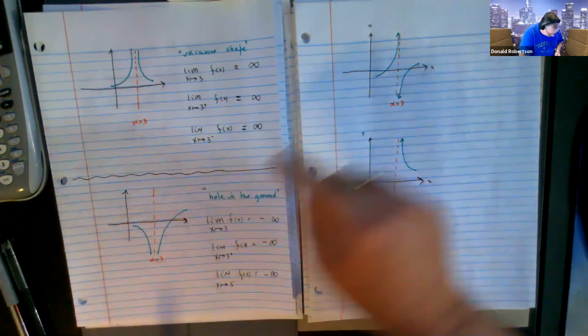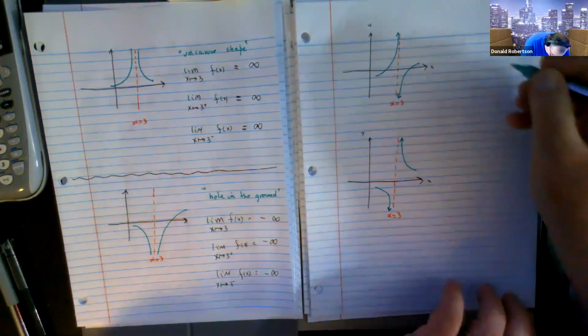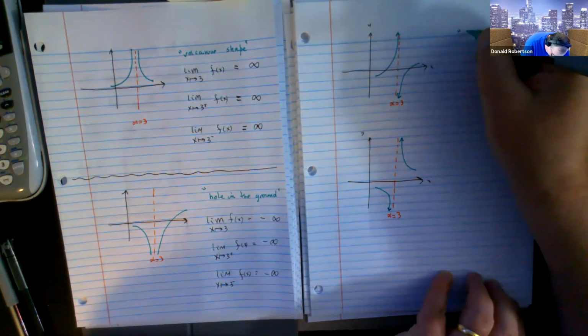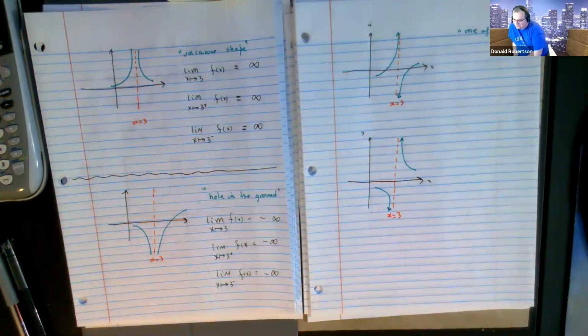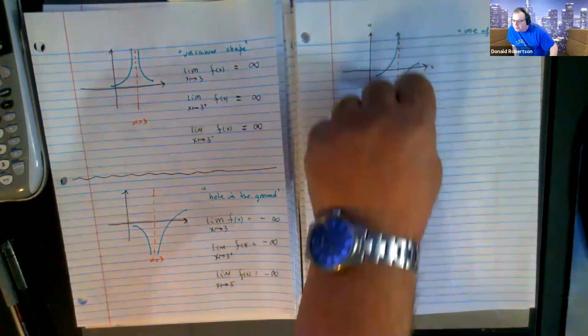In these 2 situations, probably not one of my better names, I call these one of each. Does it kind of give you an idea of what it is if I say, okay, this is a vertical asymptote and it's one of each? I'm talking about one of these kind of pictures, right?